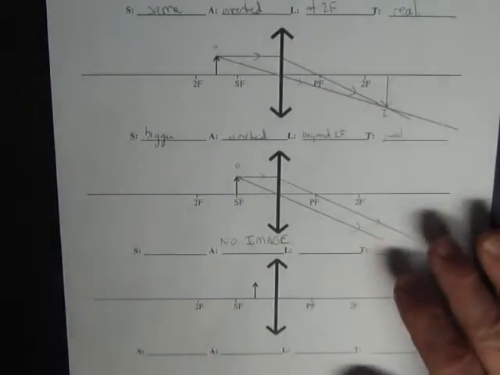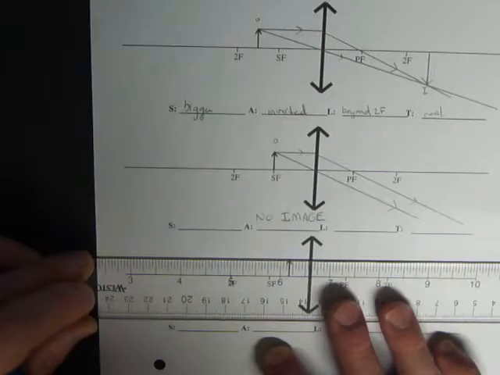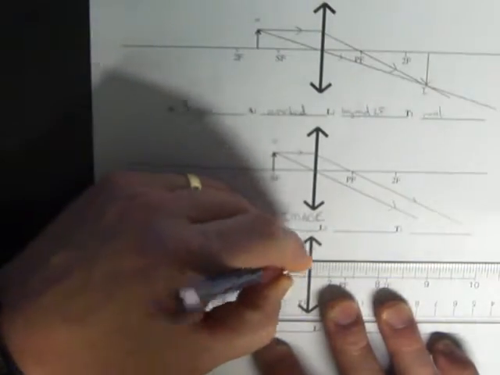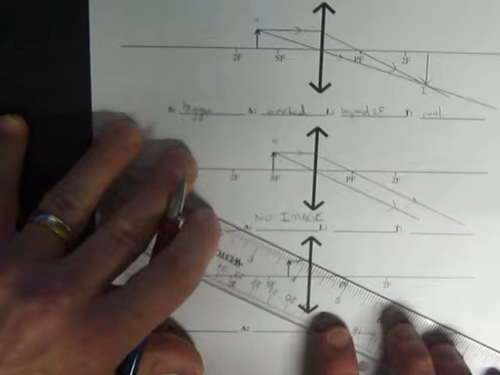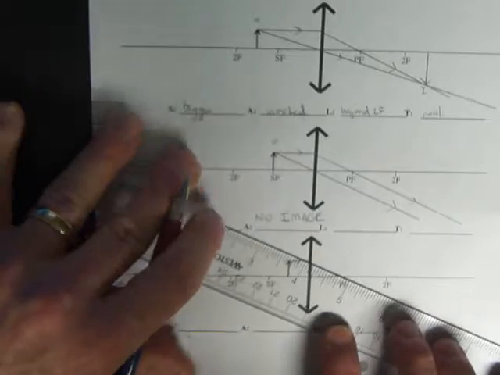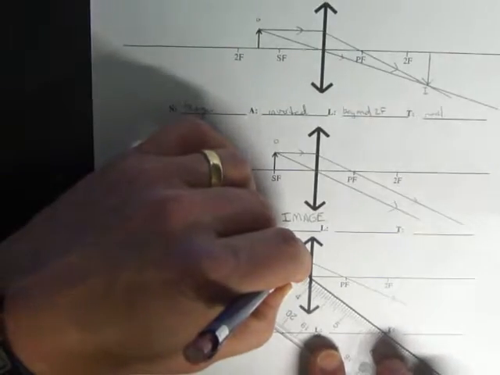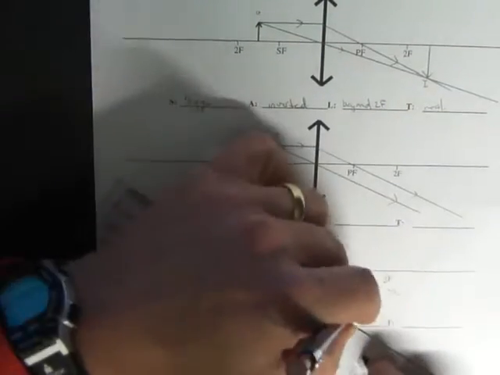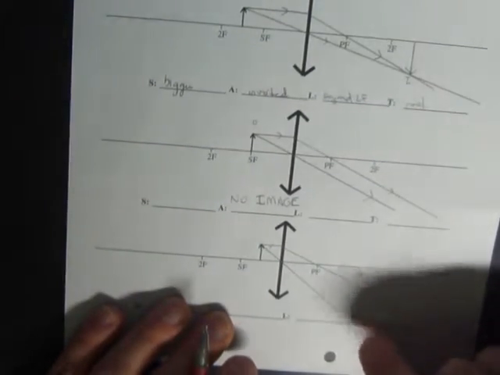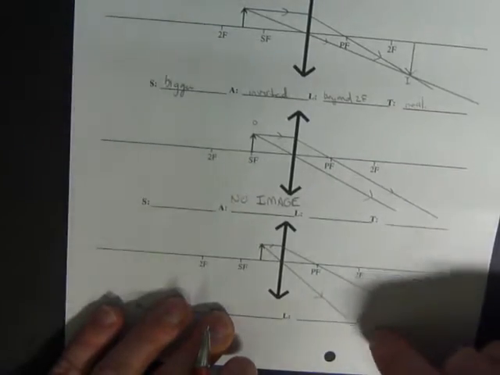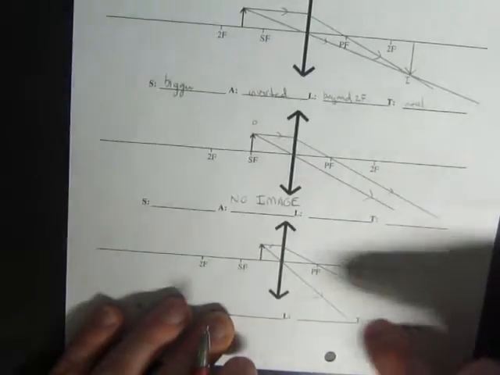Now the last one. And my paper's running into things here. So again, we can use the same two rules. A ray that comes in goes through the F. A ray that goes through the center goes straight on through. Now notice these two. They're not going to meet out here because they're spreading out. But what do we do whenever we have rays that spread out? Put them in behind.